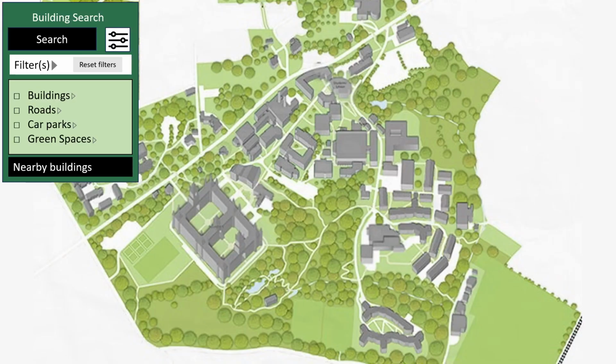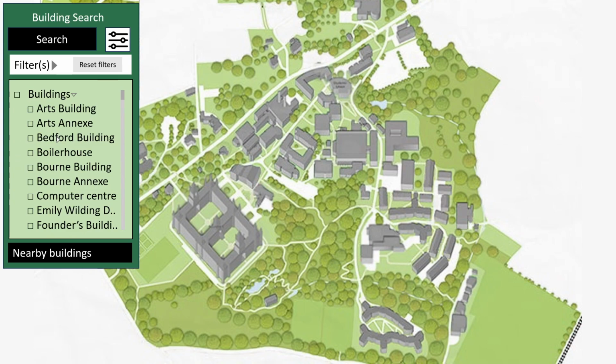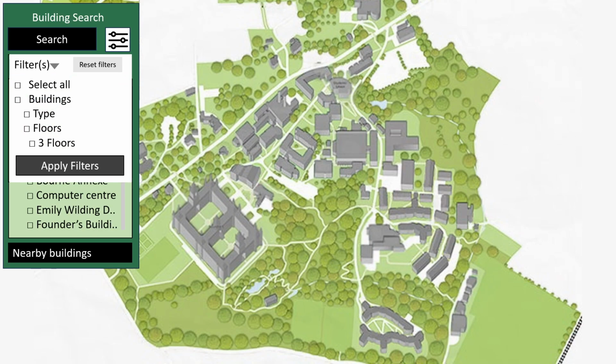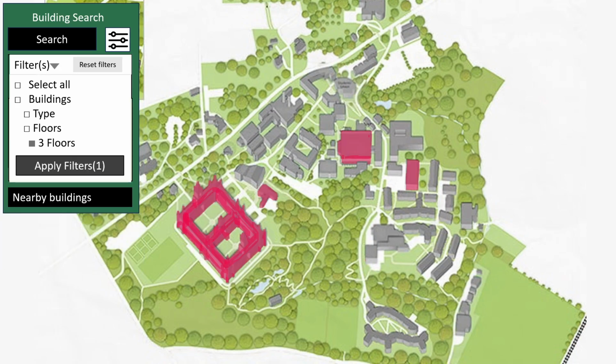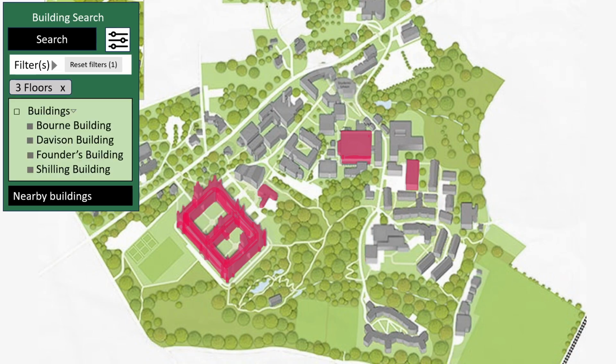Moving on to search filters. By default, the first visible filters are of the buildings on campus. The interface offers a range of features that enable easy sorting of buildings based on characteristics. In this case, the buildings with 3 floors are highlighted. As a result of this, the filters returned will include the applicable buildings.